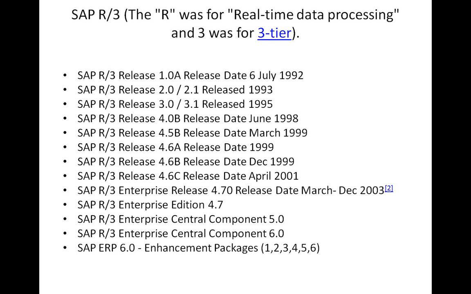So these are the main releases of SAP R/3. Now we have SAP ECC 6.0. ECC means Enterprise Core Component. Starting we had the 1.0A version, 2.0, 3.0, 4.0. So a number of developments and techniques and applications were added to each and every release of SAP R/3.